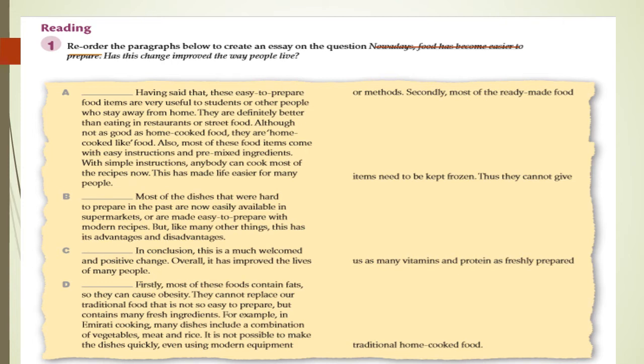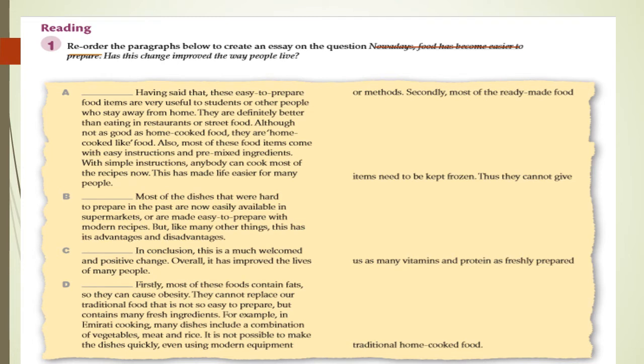Why is number 4 the finishing? Because here we have only 4 paragraphs. So number 4 will be the ending, the finishing of the paragraph. So let's start reading these paragraphs and find out which one is the introduction, which one is the body, which one is the conclusion.